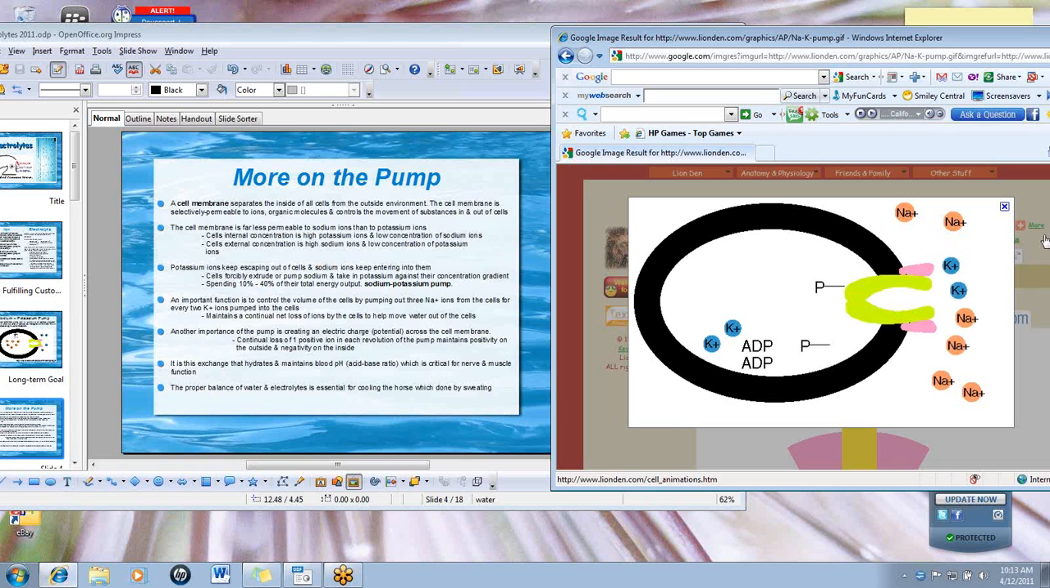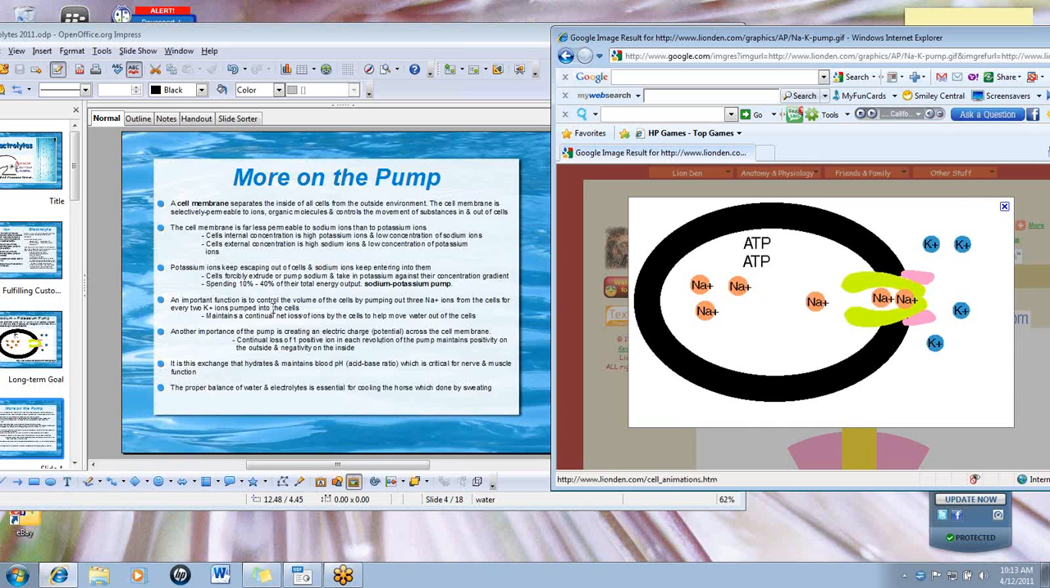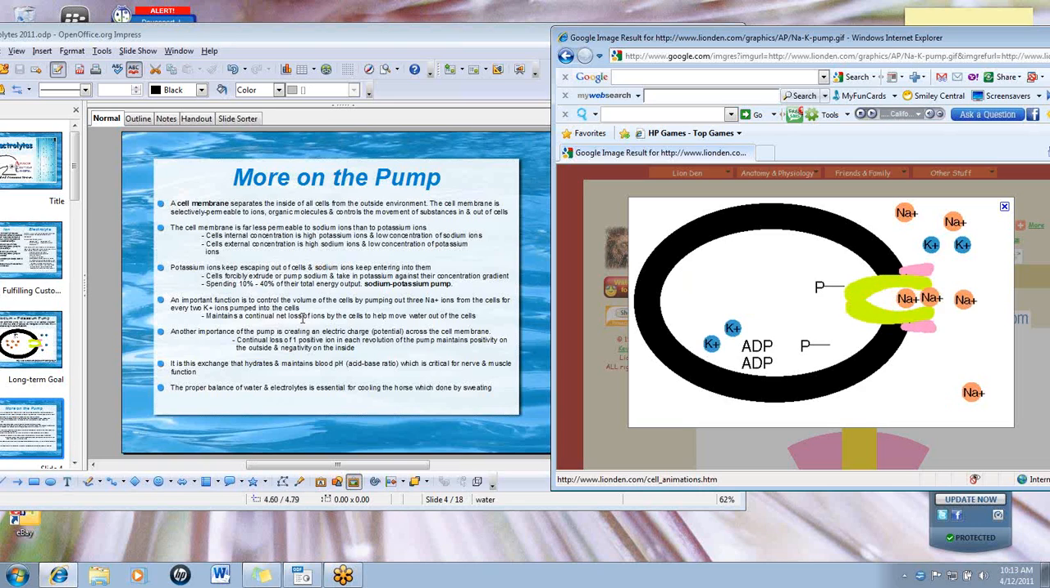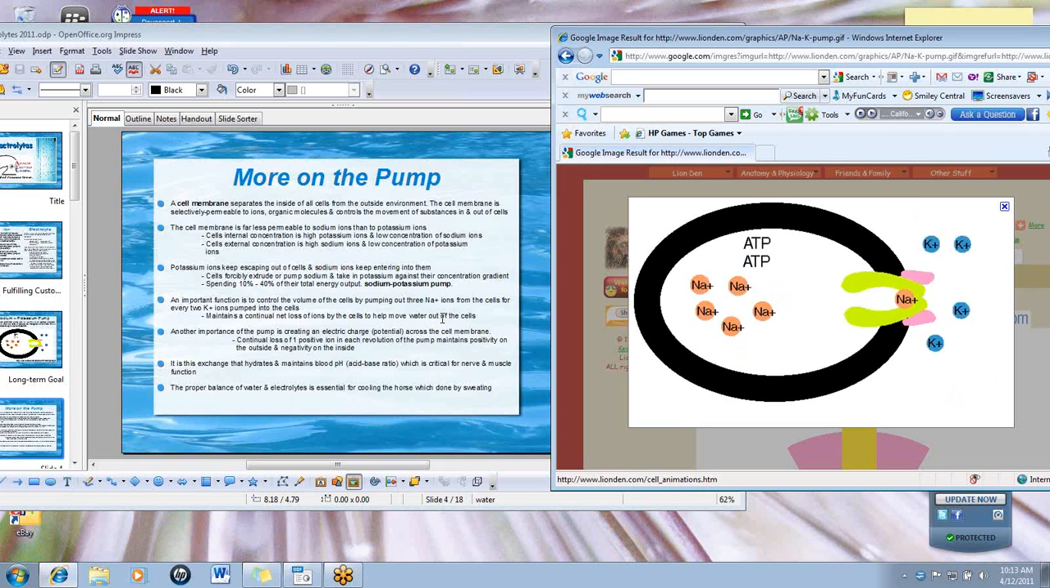And really what that means is that we want more potassium on the inside, more sodium on the outside, and as you can see, an important function is that the cells are pumping out 3 sodium ions from the cells for every 2 potassium ions. So that creates an imbalance. But it is that process of a net loss of 3 to 2 that helps move water out of the cell. So we're looking at this as helping our horses maintain hydration, which is what electrolytes are all about.